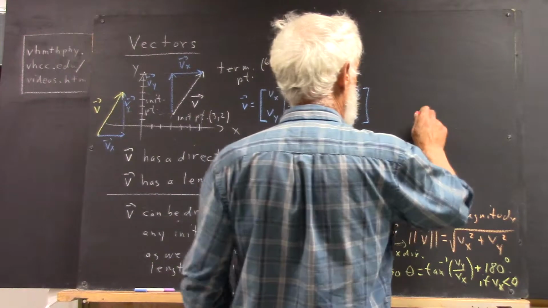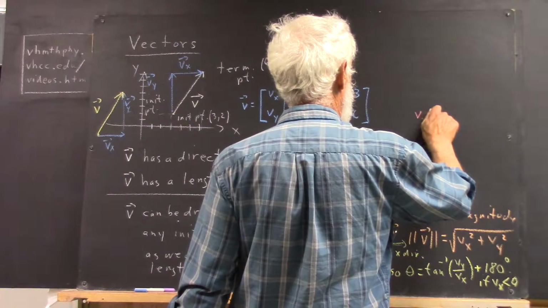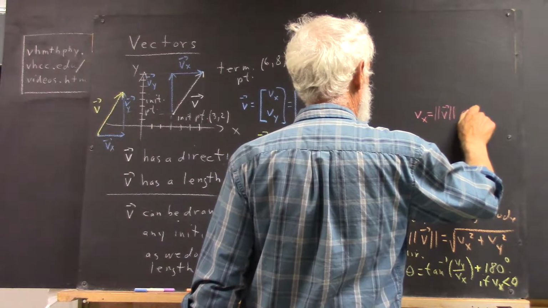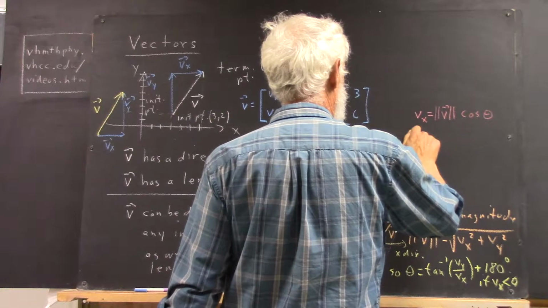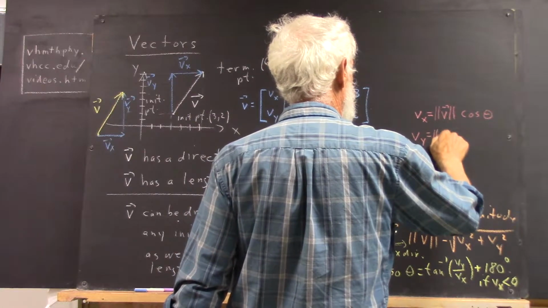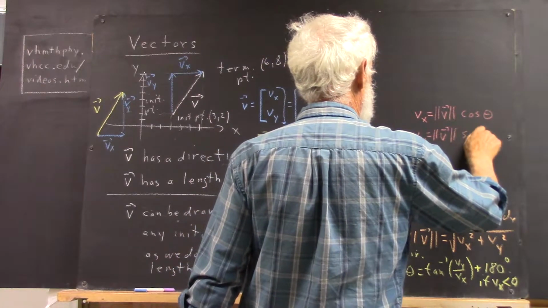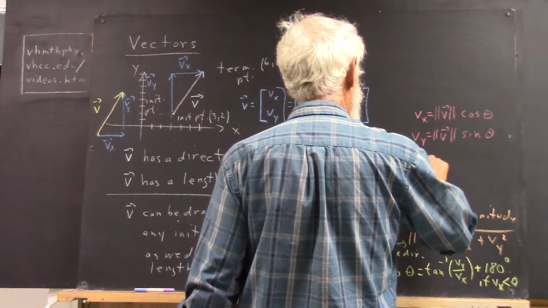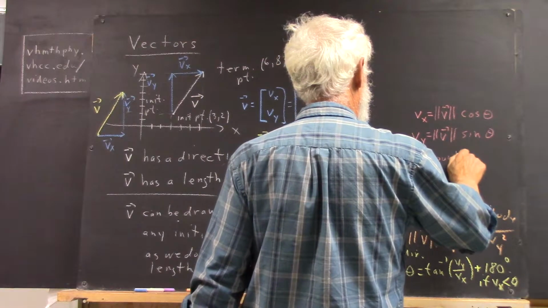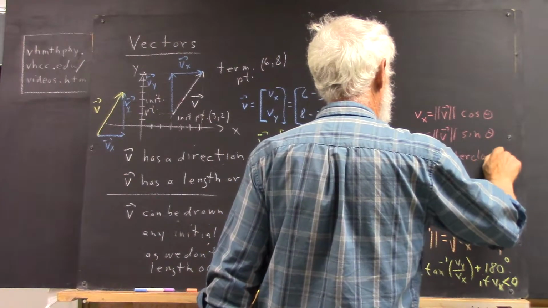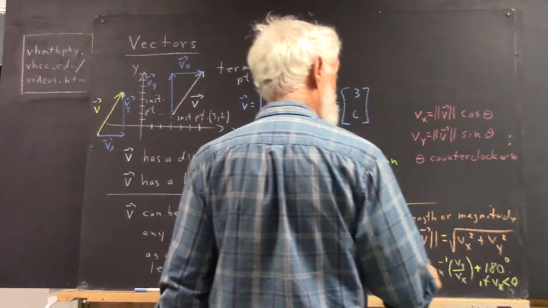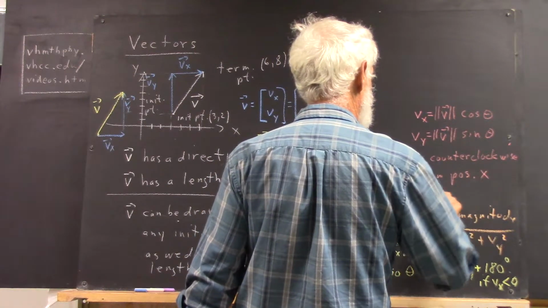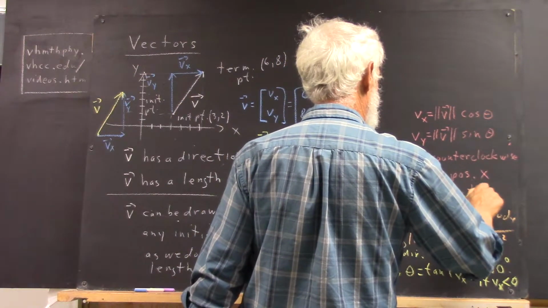and that's really important. I'll write it in red. Vx equals magnitude of V times the cosine of theta, and Vy is the magnitude of V times the sine of theta, where theta is measured counterclockwise from the positive x direction.